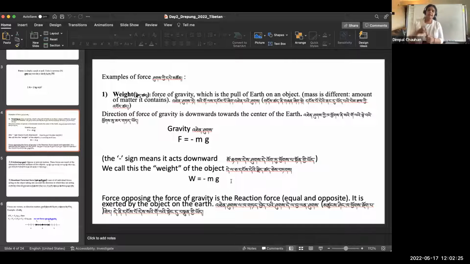So now we know that this weight or force of gravity is acting downwards. Now there should be something equal and opposite that is in this direction, and that is called the reactive force. It's equal and opposite to the weight, mg.